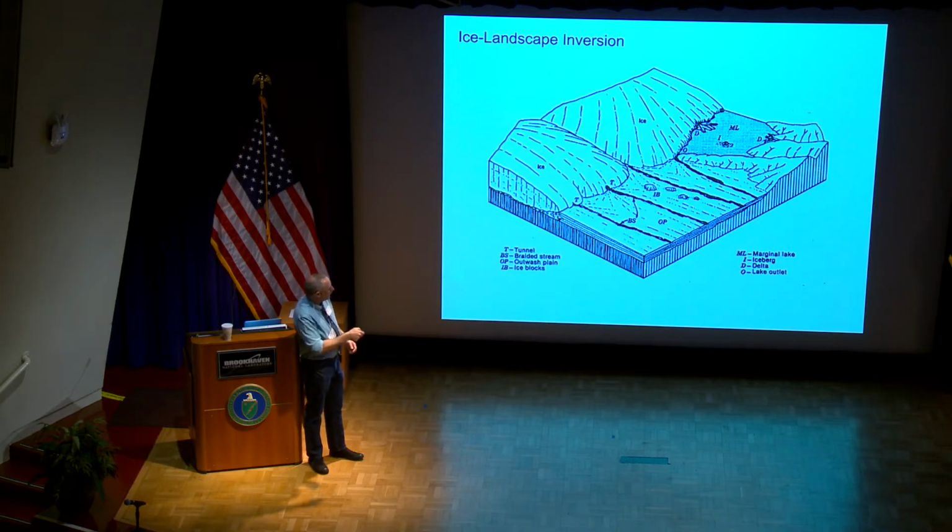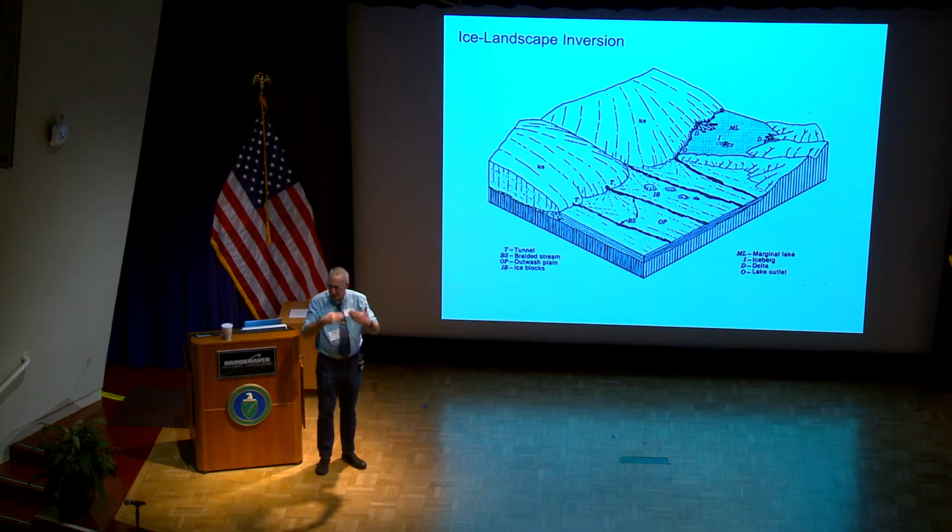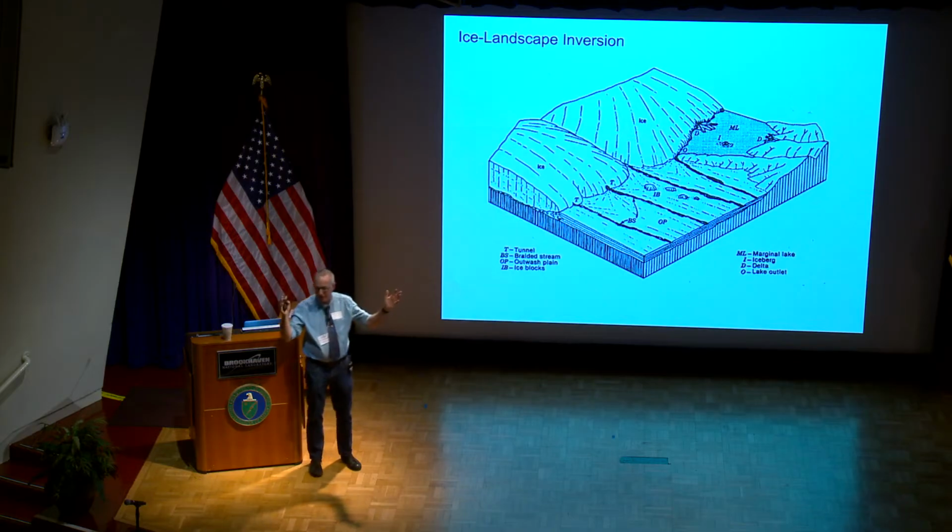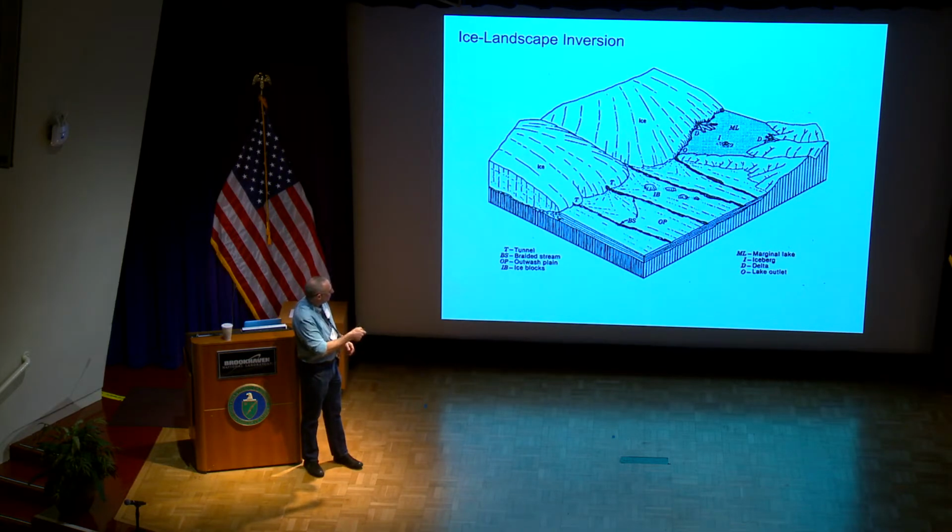Sediment being deposited into one of these proglacial lakes will build a delta out into the lake, and then as the ice margin shifts back, the lake will drain away. And again, the sort of negative becomes a positive on the landscape.